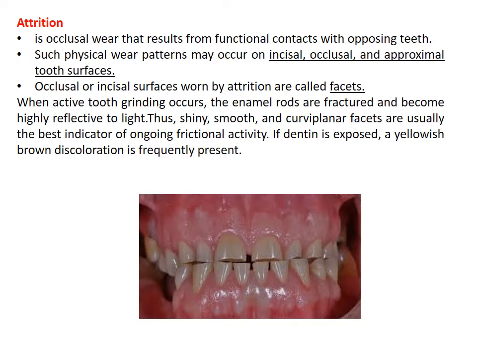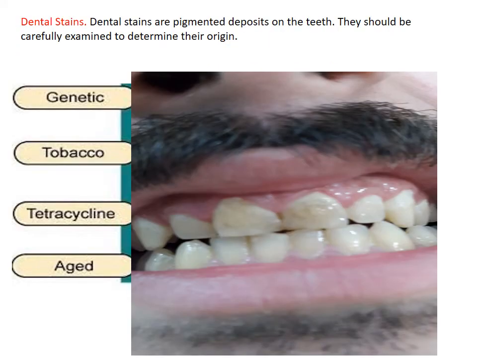What is attrition? What is erosion? Attrition is due to parafunction of the tooth, with occlusal and proximal tooth surface wearing, while erosion is due to consumption of acidic substances. Also dental stain: external stain due to tobacco or cigarette smoking, or internal stain due to tetracycline consumption during childhood.